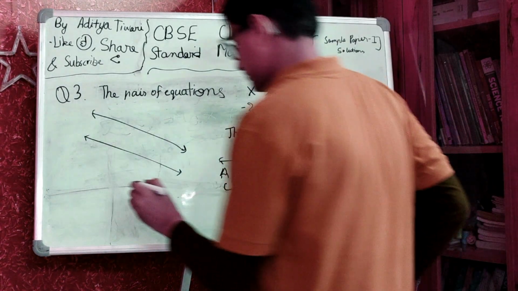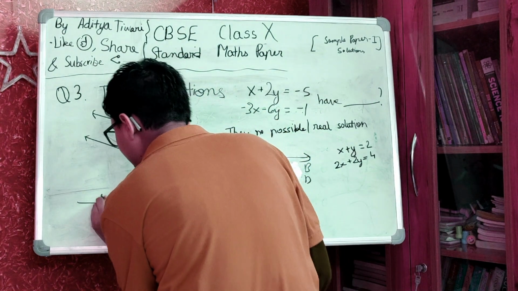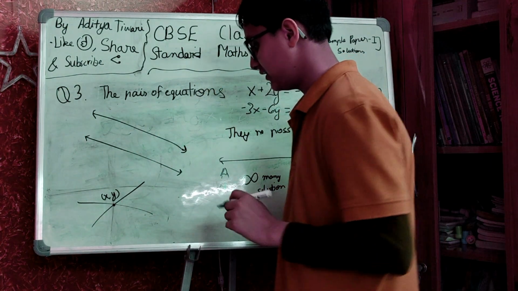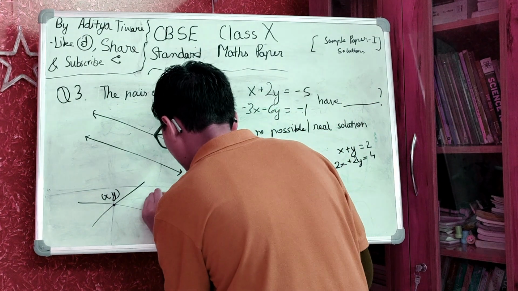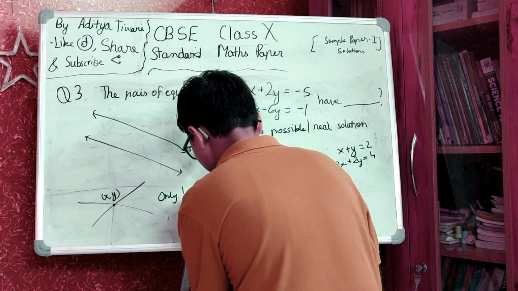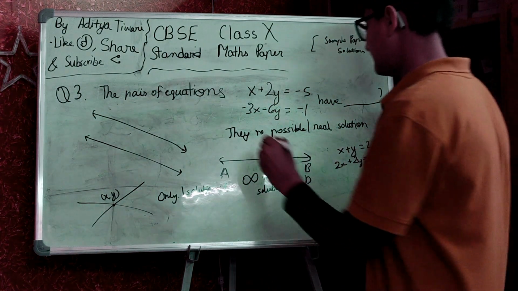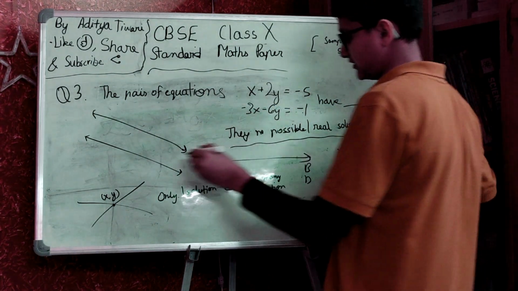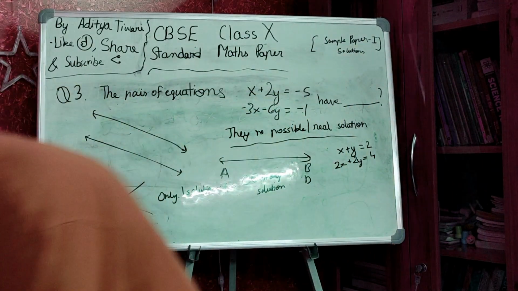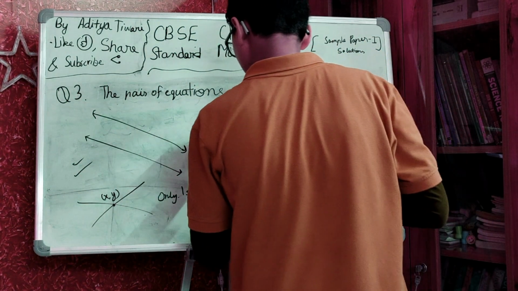If you get a cross, like intersecting lines, then that point is the solution. It has only one, a unique solution, you may say. So these three possibilities are there. For this question, as shown in the graph, they have no possible or real solutions, and the answer is C, no solution.